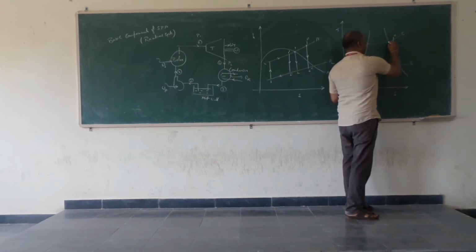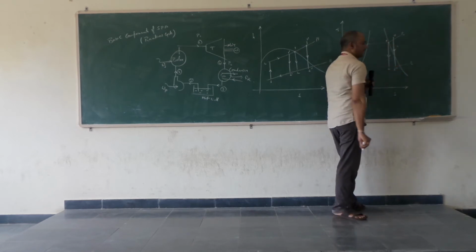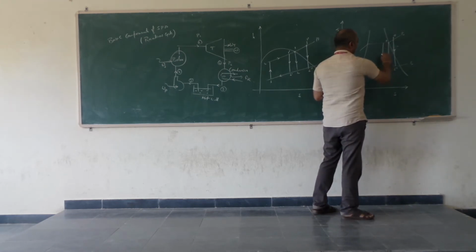1 double dash to 2 is indicating the expansion process. The steam is saturated steam, already shown to you upon the HS chart. This one is 1 to 2. If the steam initial condition is wet steam, we can go for 1 dash to 2 here.